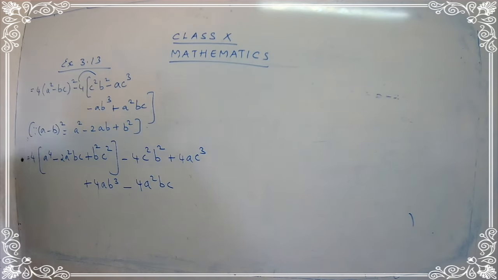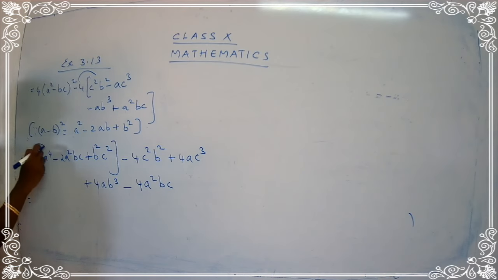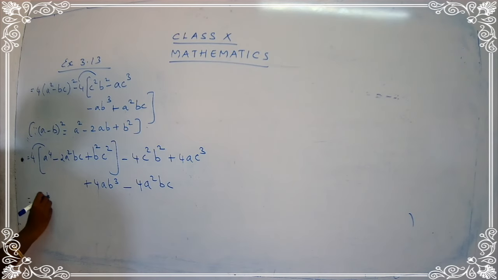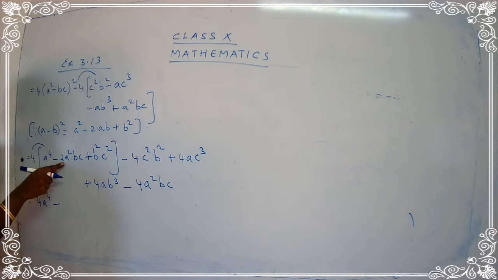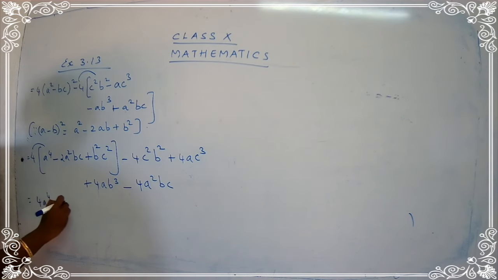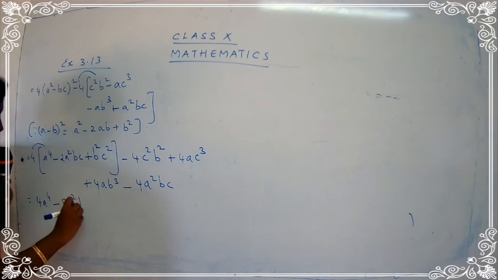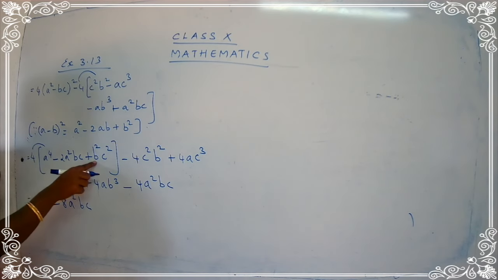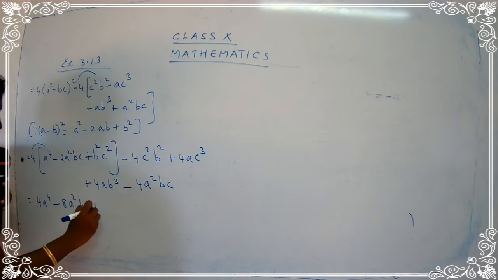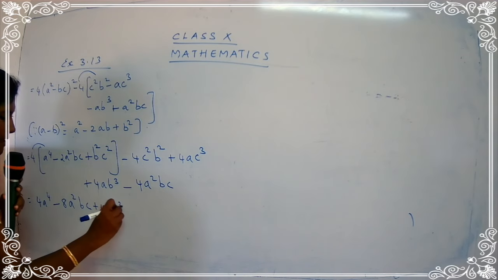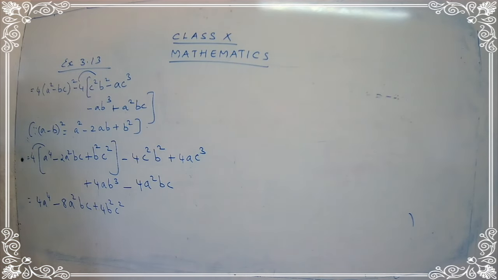Minus minus plus. Just follow it. Now let me open the bracket, children. See here, I'm going to open the bracket here. So I get 4a raised to 4, 4 into a raised to 4. 4a raised to 4. Minus 4 into 2a square bc, 4 2s are 8, a square bc. 4 into b square c square, 4b square c square. So what do you get?